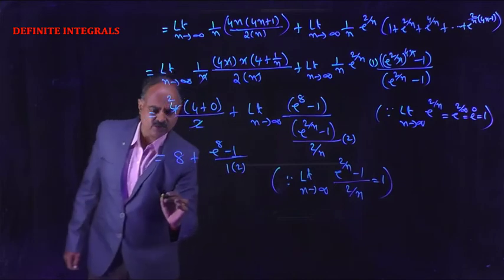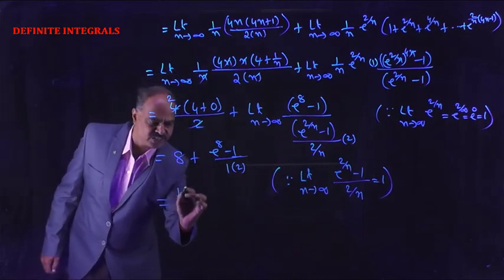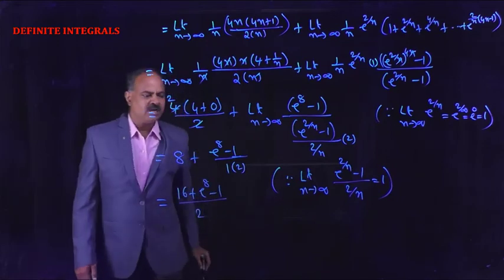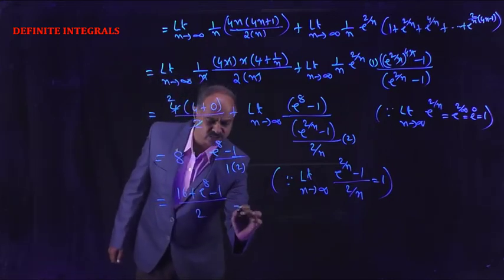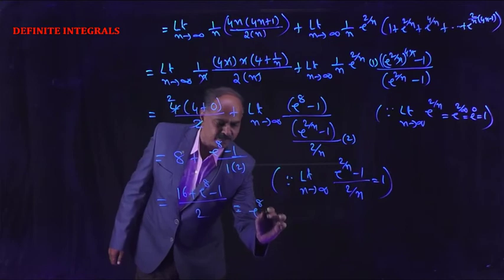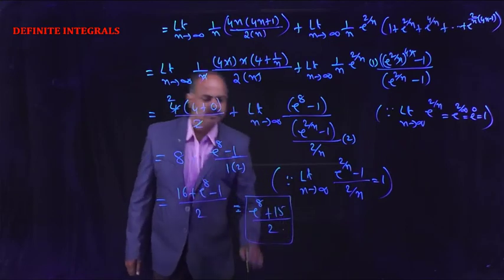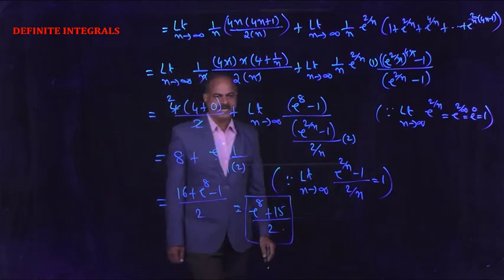Now this is equal to 16 plus e power 8 minus 1 by 2. Now this is equal to e power 8 plus 15 by 2. So e power 8 plus 15 by 2.